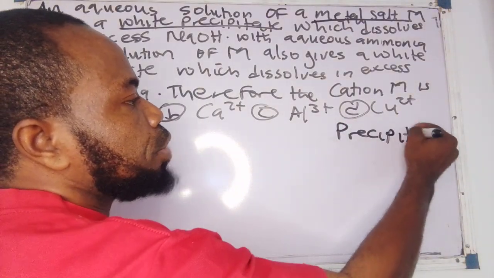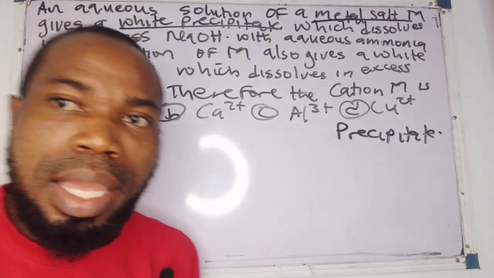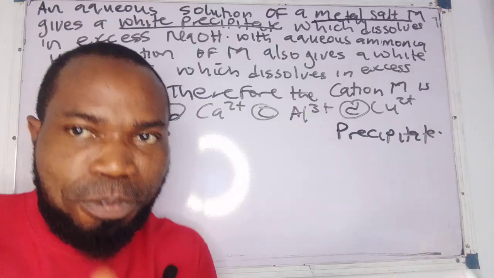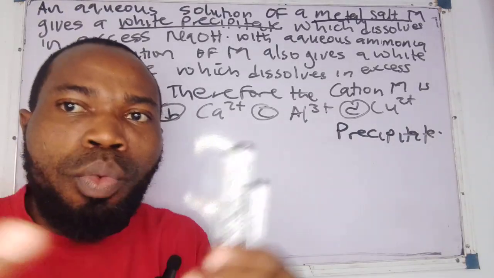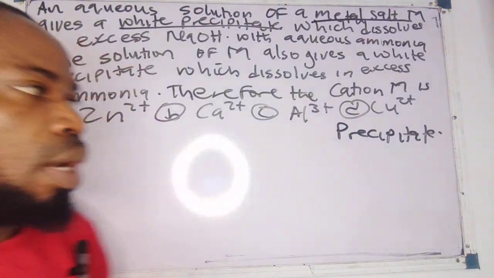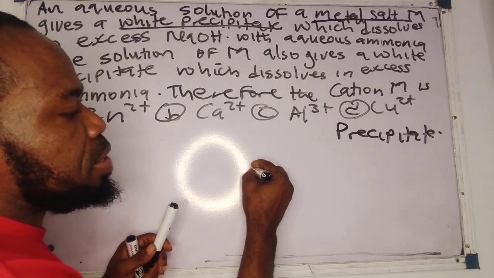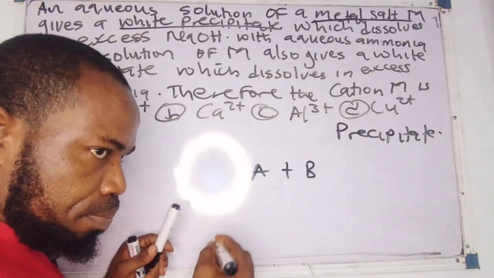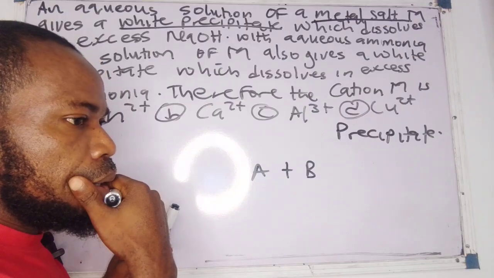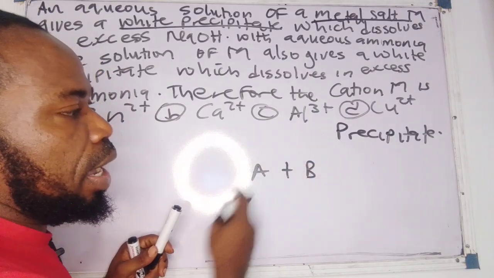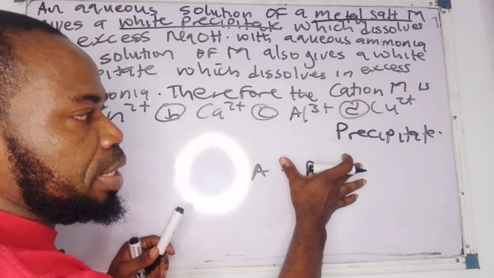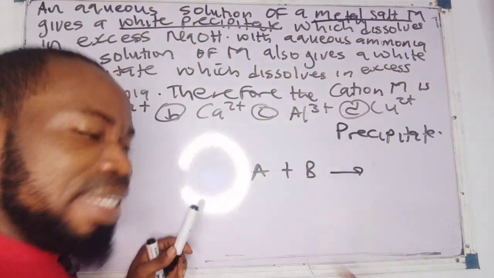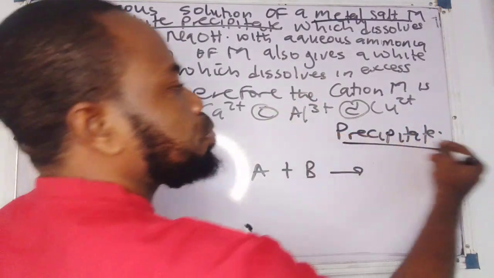What is a precipitate? A precipitate is a solid that is formed in a liquid when a reaction occurs. Look at what I'm trying to say. Maybe this substance and this substance react together. When they react in a liquid, for instance, if a solid is formed inside that liquid, it's called a precipitate.